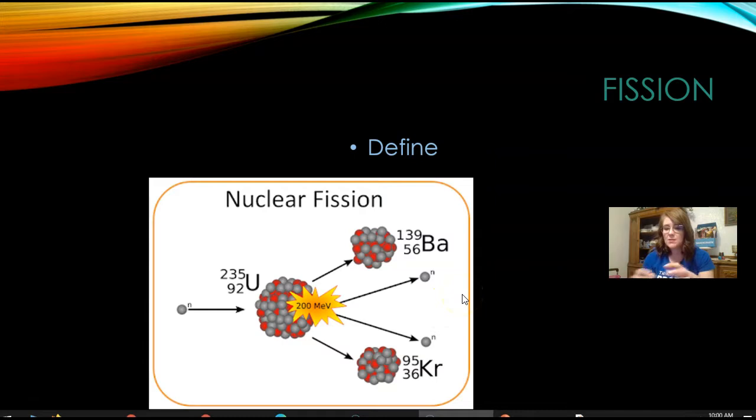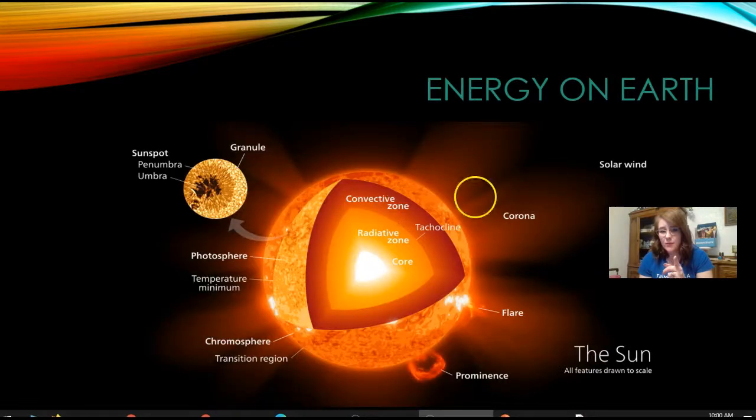So fission is when you're splitting something apart. Okay, fusion is when you're putting something together. And we in this class really have to focus on fusion because that's what our two topics are.